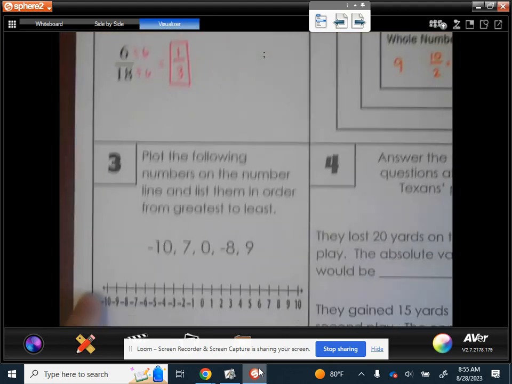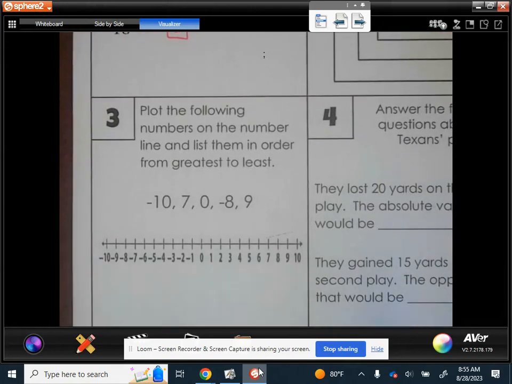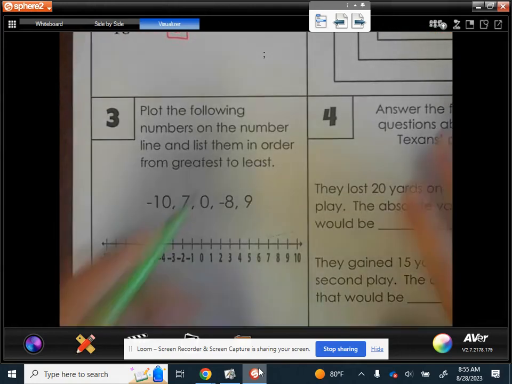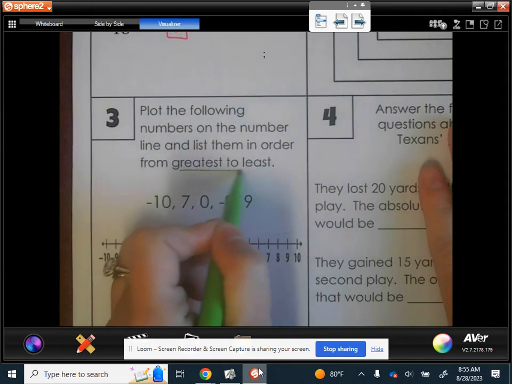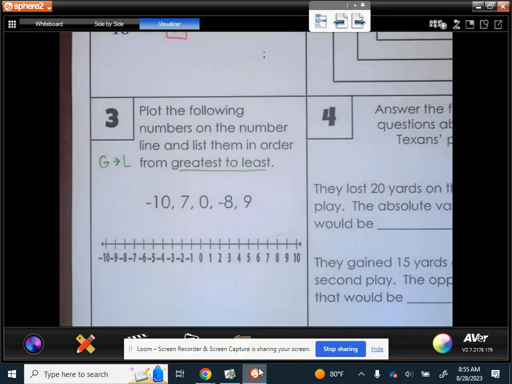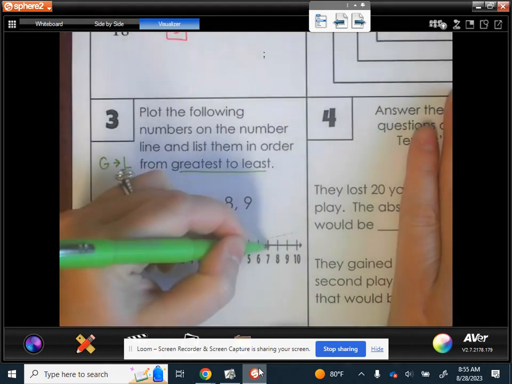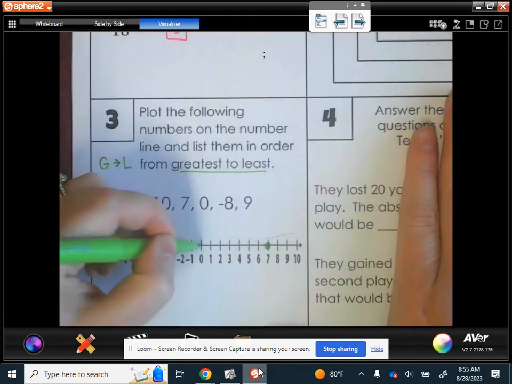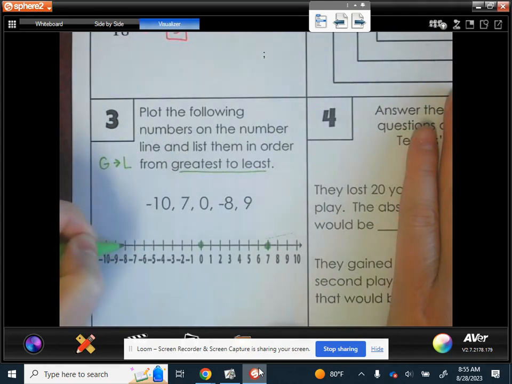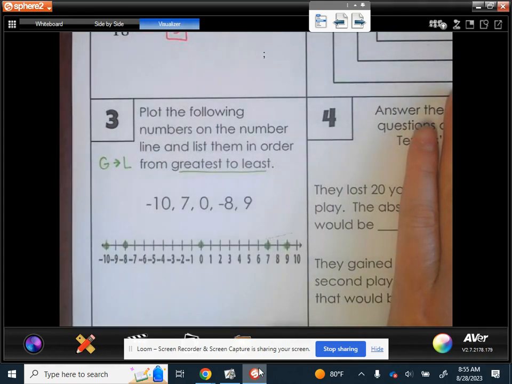It says, plot the following numbers on the number line and list them in order from greatest to least. So first, I'm going to underline greatest to least. And remember that out to the side, I'm going to want you to write G to L, just a symbol to your brain. And then let's go ahead and start plotting these. So negative 10, 7, 0, negative 8, and positive 9.